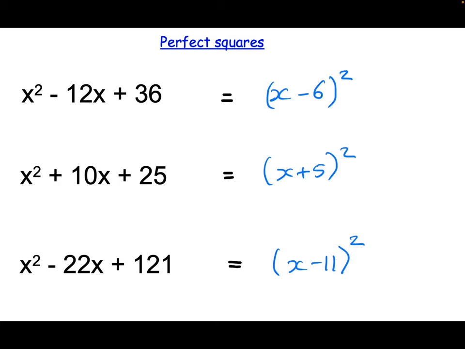Again, all of these are perfect squares. X squared minus 12x plus 36 is a perfect square because I know I can write that as x minus 6 all squared. Now, like I say, it's really important you're able to recognise these things really quickly.